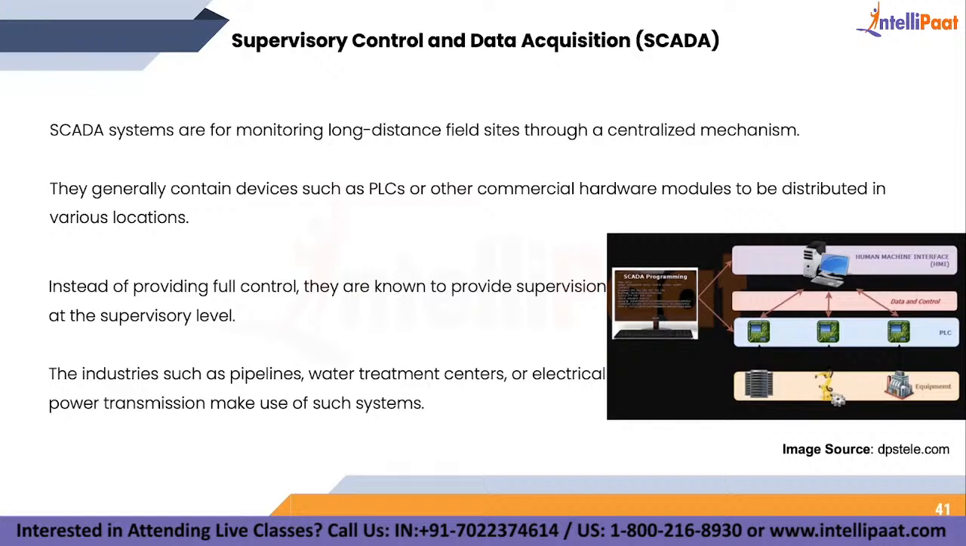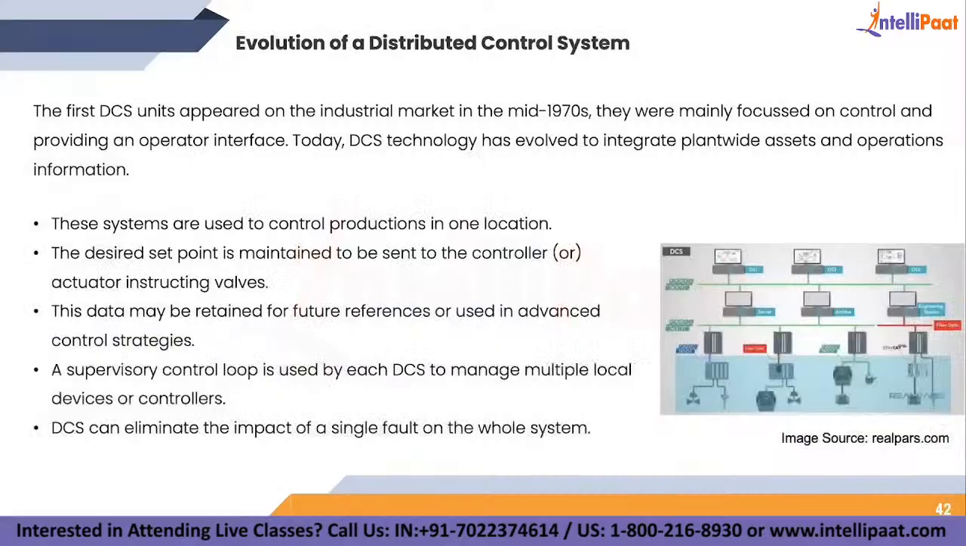This is used in pipelines, water treatment plants, electrical transmission, and railways, all of which majorly depend on technology like SCADA. The first DCS units appeared in the industrial market in the mid 1970s, primarily focused on building a plant-sized distributed mechanism, dividing it into different layers. These systems are used to control production in one location.